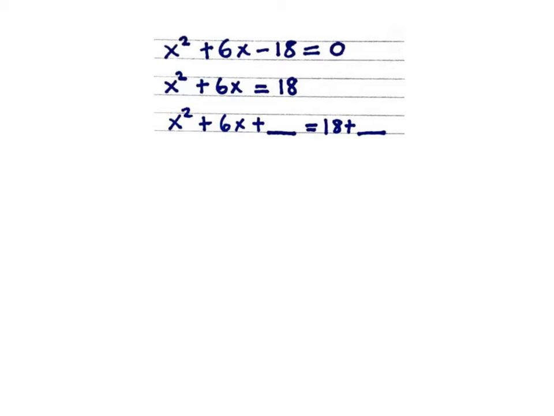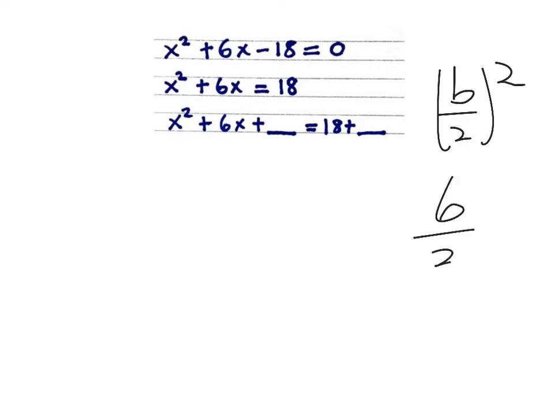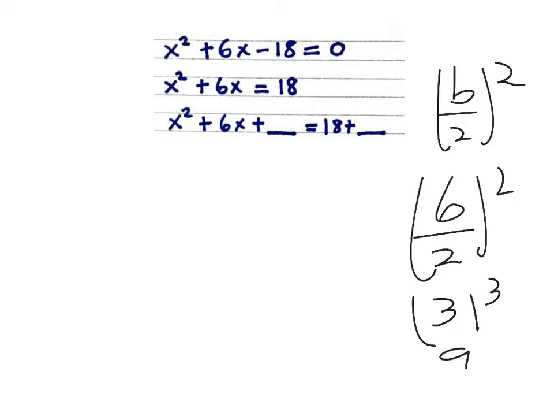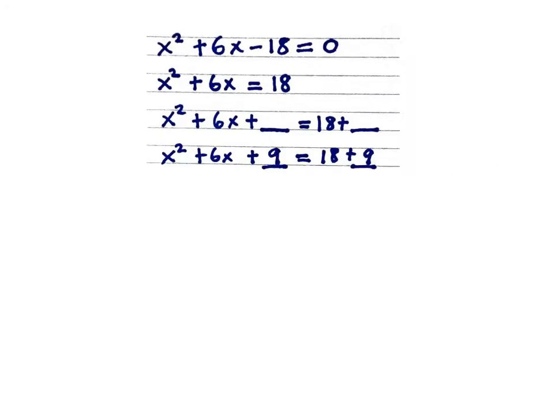We're going to do b over 2 and square it. That is the formula you have to always remember. So we take 6 over 2 and then square our answer. 6 over 2 is 3, and when you square 3 you get 9. So 9 will be filled in right here. Here is the 9 already filled in for you.